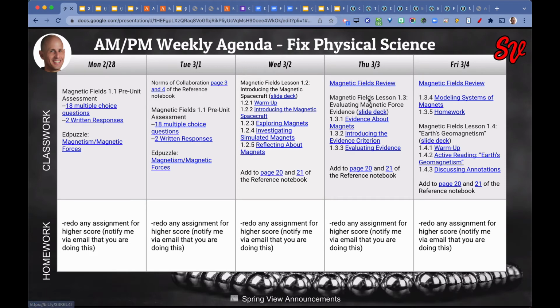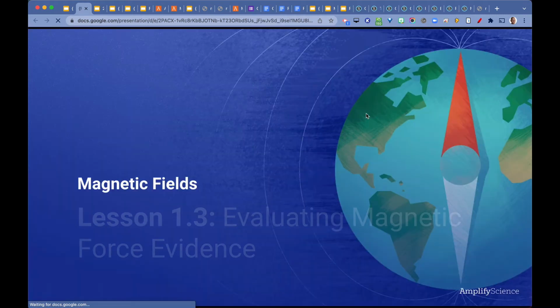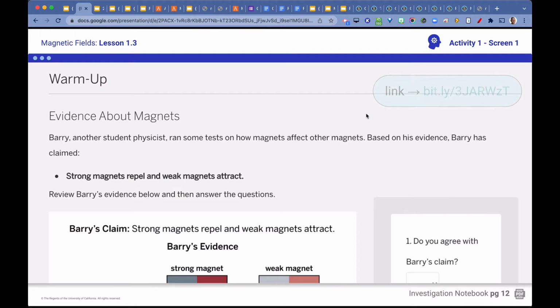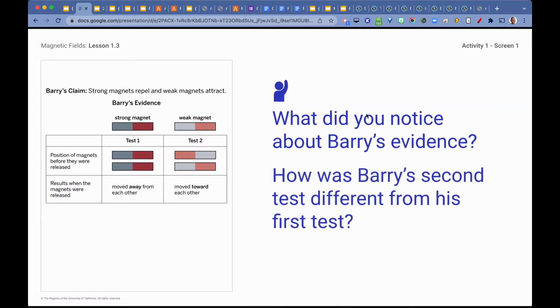Alright, so that was lesson 1.2, and then we did lesson 1.3. Let's take a look at the slide deck there. This is about evaluating magnetic force evidence. Barry had a situation where he had a claim: strong magnets repel and weak magnets attract. He did some experiments, and this is the evidence he had.